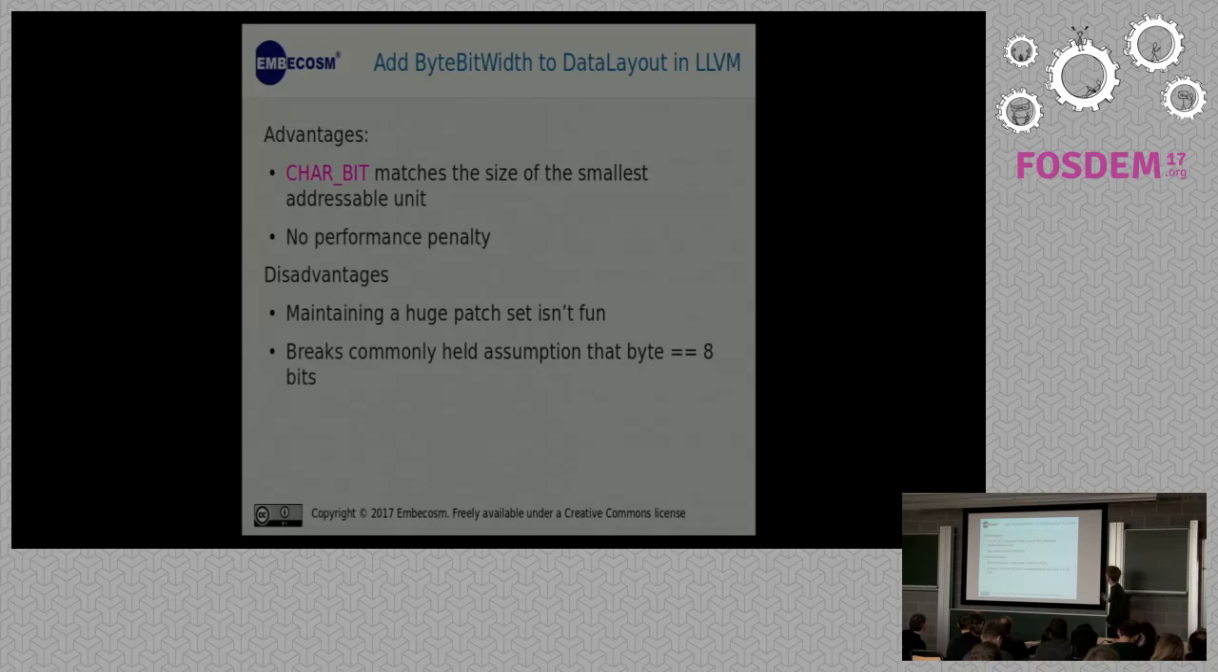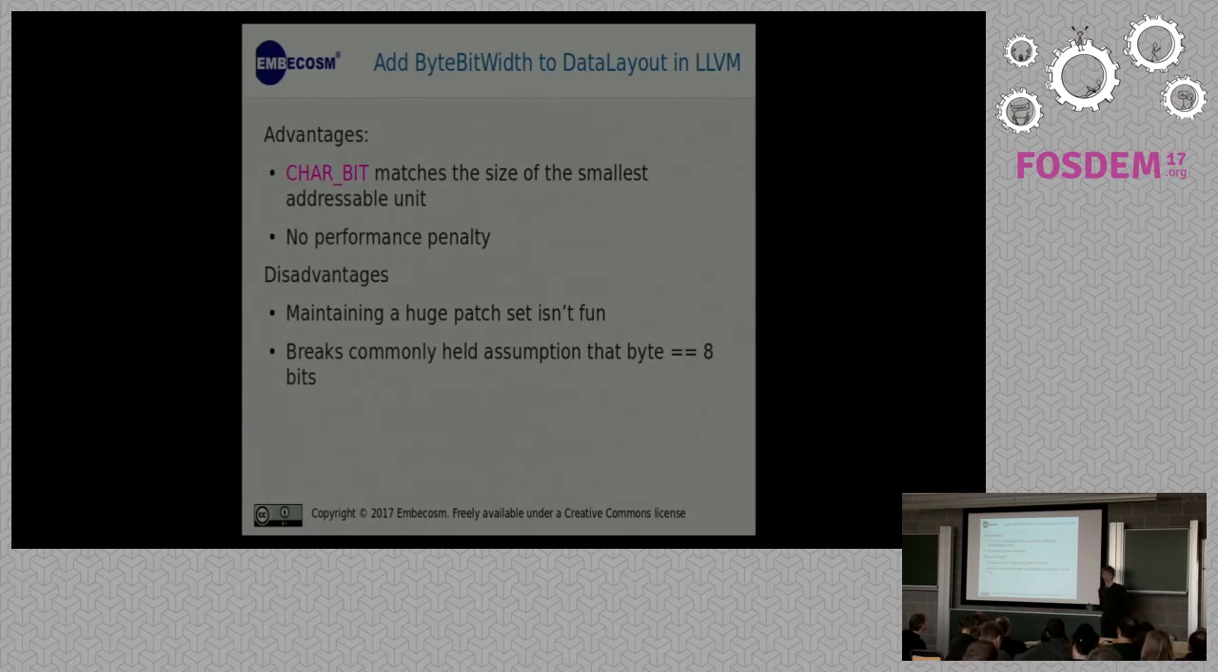So there's advantages. The advantage to doing it this way is basically CHAR_BIT: you're not lying in your C code, you're not giving an arbitrary value of CHAR_BIT which doesn't actually match your machine, so it's a bit more predictable. And there's minimal performance penalty, whereas the other methods, like masking off parts of words and doubling the size of your pointers just so that you can address everything, are quite costly in performance, but this doesn't really cost you anything. The disadvantage is mainly just that it requires changes all over LLVM, and you have to maintain a lot of changes and keep hold of those changes.